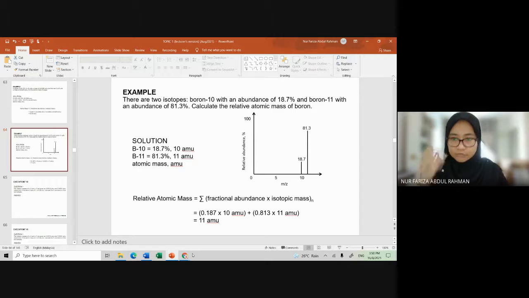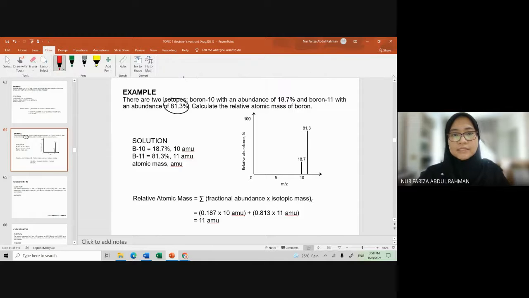When you write the final answer, check the values that we have here. We have 81.3, and then this is 0.813, this is 0.187, and then for the mass we have 10 and 11. And then from there we can come up with the final answer.